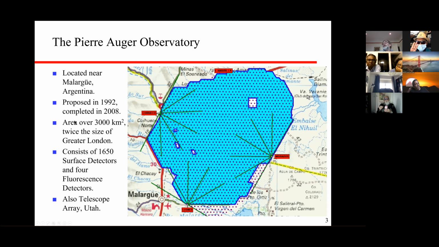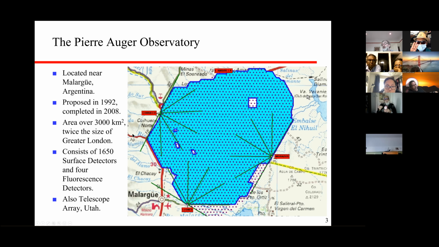Okay, so this is the primary piece of apparatus that is currently used to study cosmic rays. It's an international experiment that's been built in Argentina. It was first proposed in 1992, and after a couple of decades of work was completed and has been running since then. It's huge. Its area is over 3,000 kilometers squared, so twice the size of Greater London.